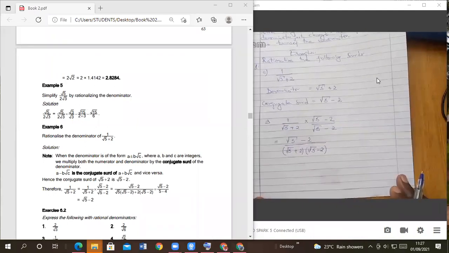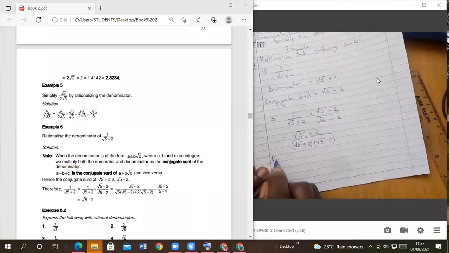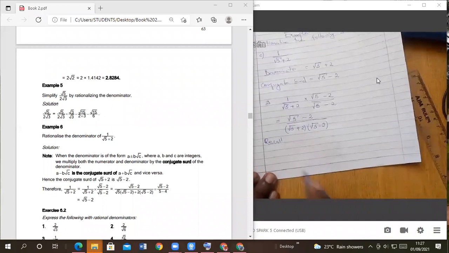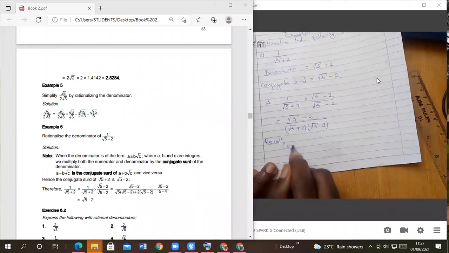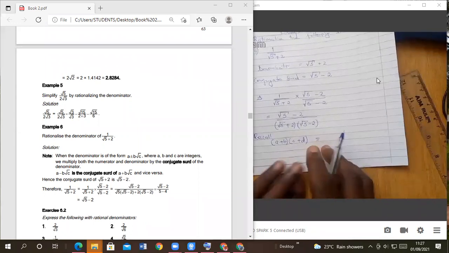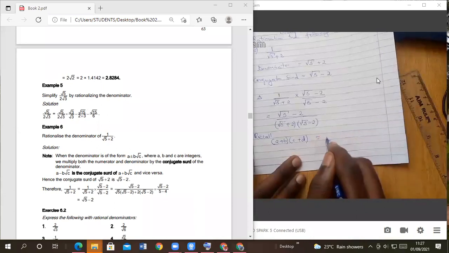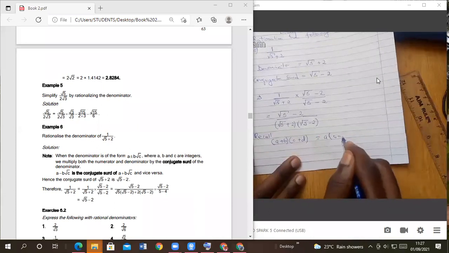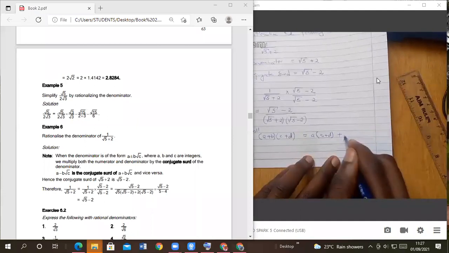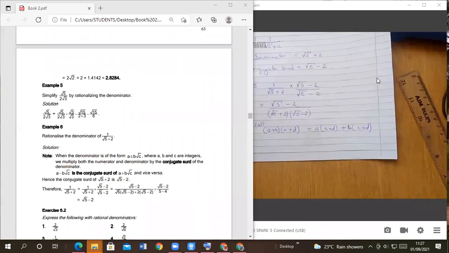Now there's something I want you to remember here. Recall, when we are dealing with brackets, I said if I have a plus b multiplying c plus d, the terms in the first bracket will multiply all the terms in the second bracket, not so? It's going to be the same as a into c plus d plus b into c plus d. Do you remember that? Members, do you remember that?